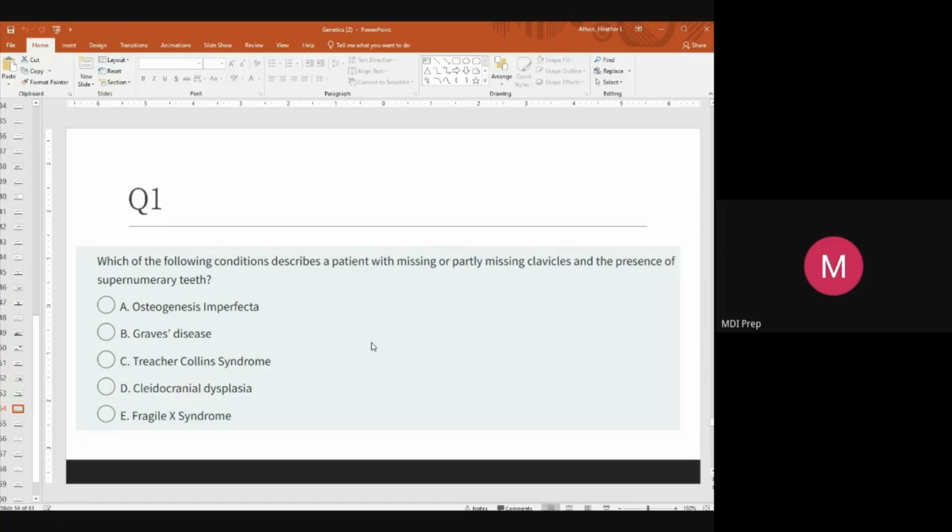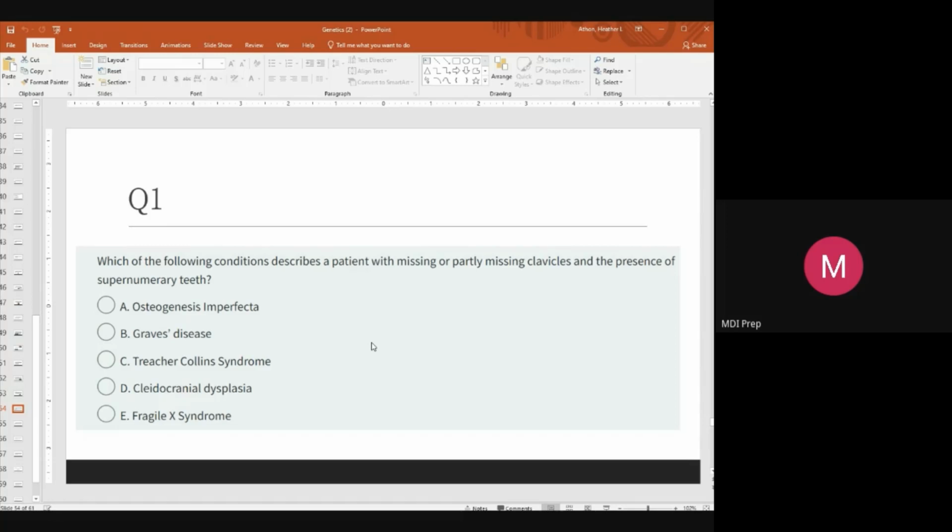So if we go through the list here, osteogenesis imperfecta, do you remember what that disease is known as? Blue sclera. Blue sclera. So it can have that. It's known as brittle bone disease. So it mainly affects the bones. They can break easily, but yeah, they can also have that as well. And then Graves' disease, we didn't talk about that. It's an autoimmune disorder that causes hyperthyroidism.